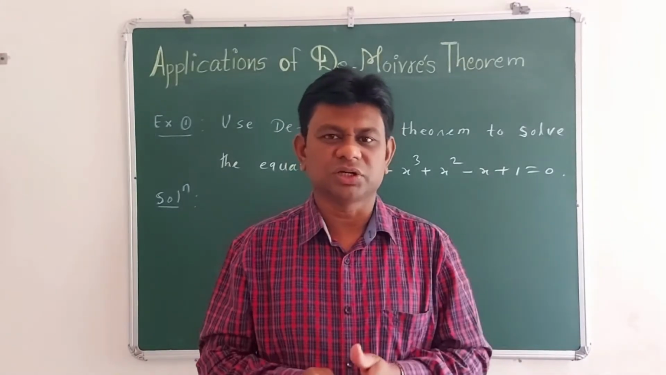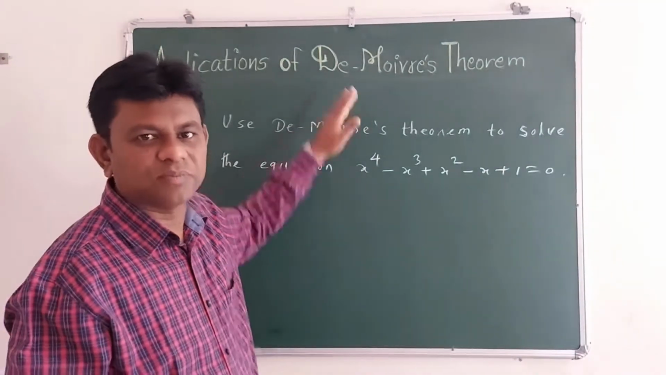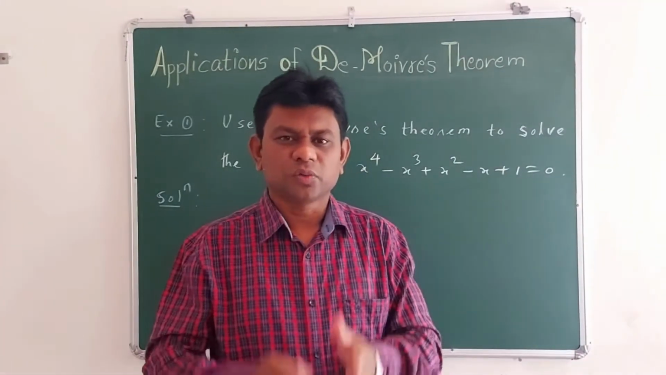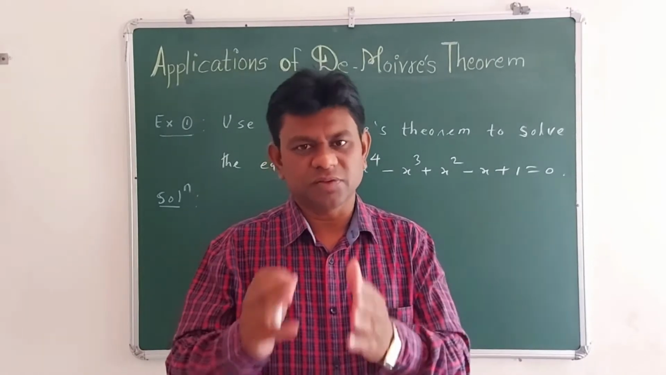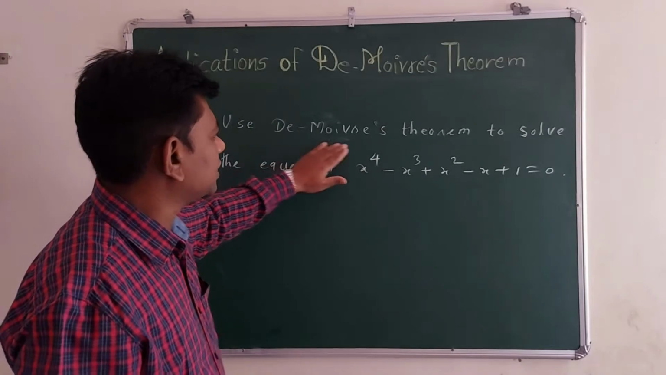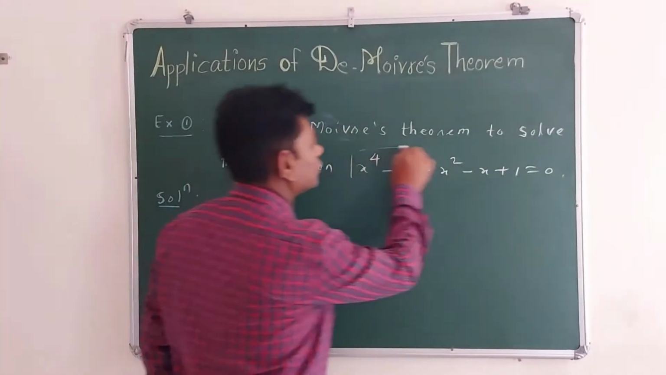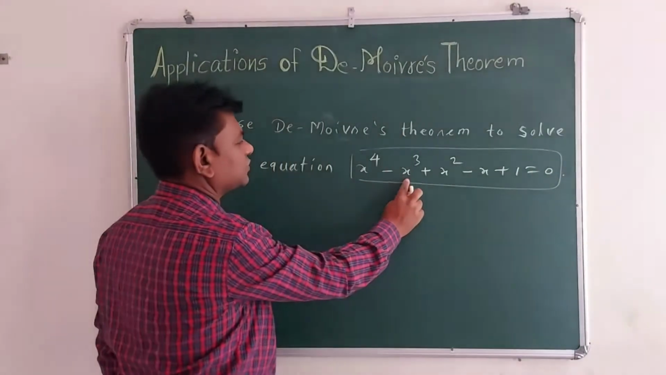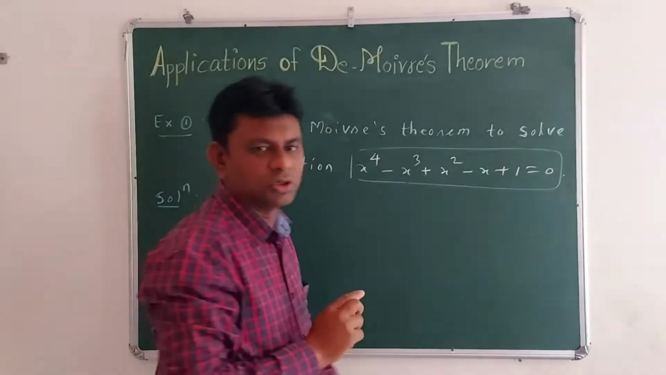In the last lecture, we have already discussed application of De-Moivre's theorem. In today's lecture, we will solve one more problems based on the De-Moivre's theorem. Now, example 1, use De-Moivre's theorem to solve the equation x to the power 4 minus x cube plus x square minus x plus 1 equal to 0.